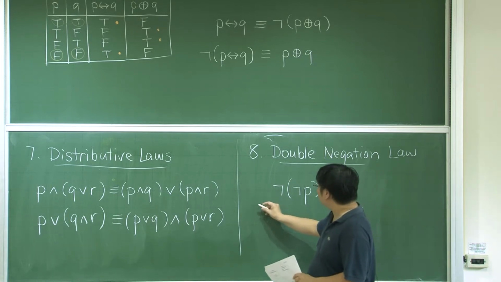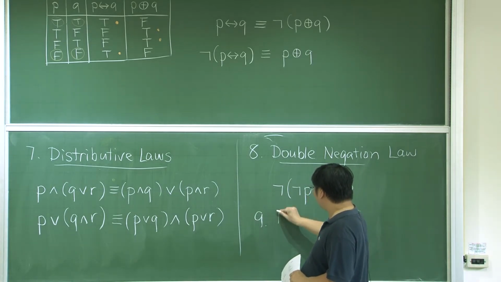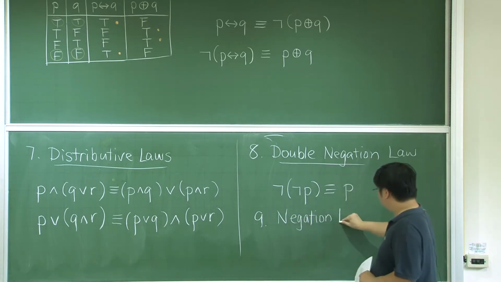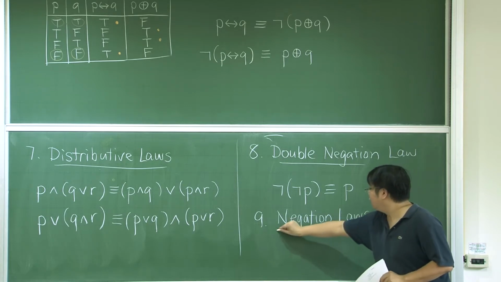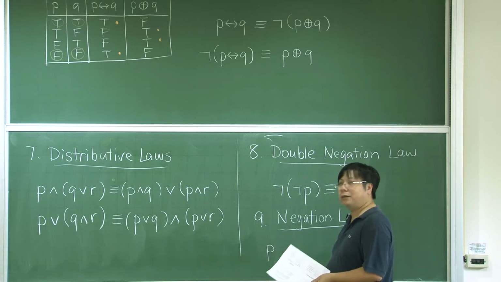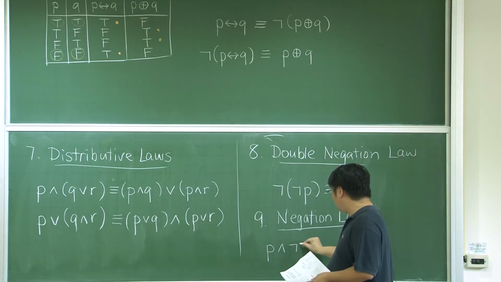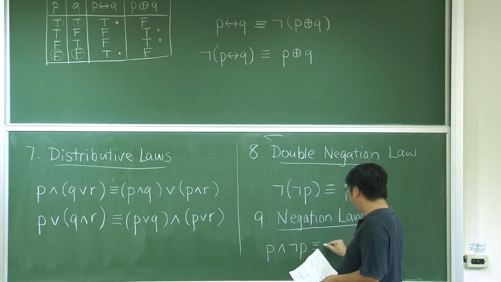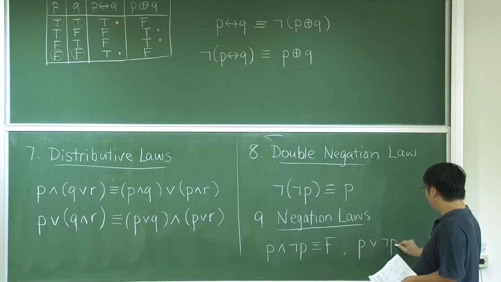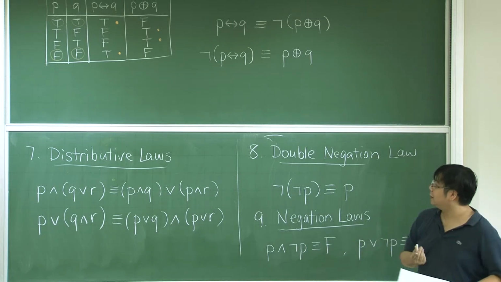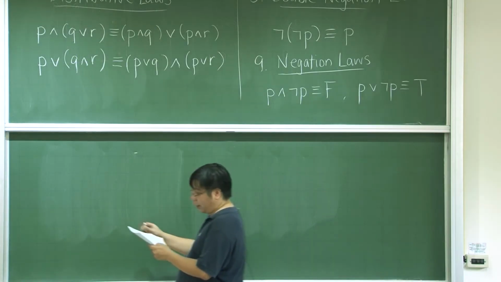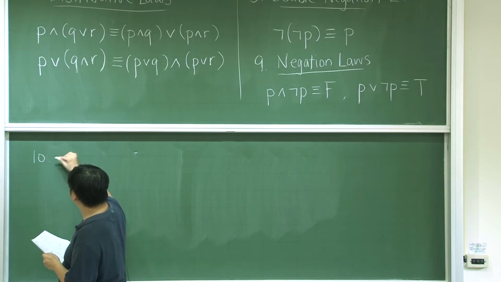Okay, and then we have another thing. We call it negation law. Negation laws. Okay. So negation law is P together with not P. P and not P, you will get false. Okay. And then P or not P, you will get true. That's it. So these are negation laws. Okay, there is one last one. Okay, the 10th one. It's called the absorption law.